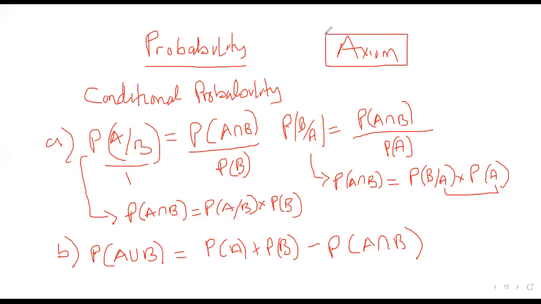Probability is a daily thing that happens. A probability is simply a chance that an event will occur. We're going to talk about axioms of probability. So we'll start with conditional probability.